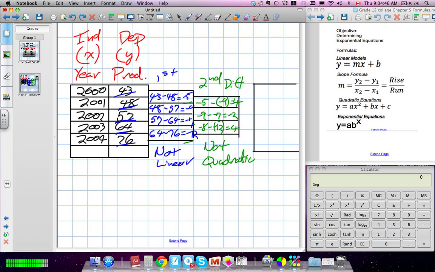Now, we have to figure out if this is a growth or a decay when we're testing it. Is production going up or down? The numbers are constantly increasing, so is this a decay or would this be growth? Growth, good. So we're talking about exponential growth.